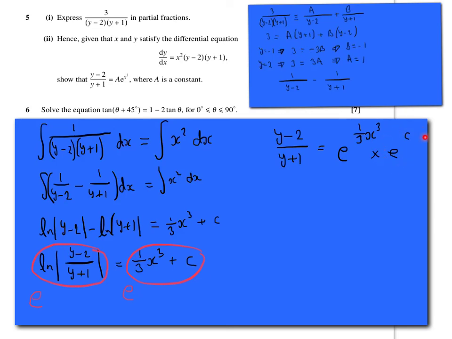Here, e to the power of c, well, e is just a number, c is a constant, so a number to the power of a constant is just another constant. So we can now rewrite e to the power of c as a constant A. This gives us (y minus 2) over (y plus 1) is equal to A times e to the power of a third x cubed, as required.